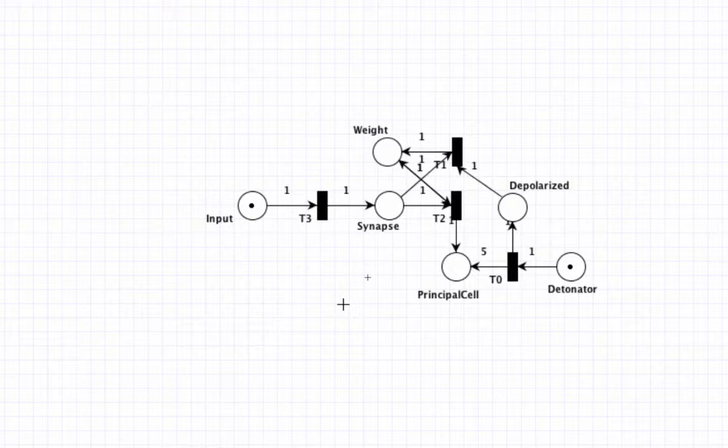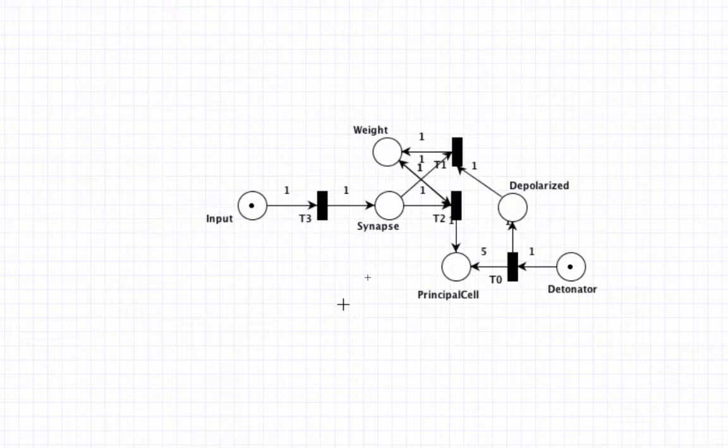So on the right hand side we have a detonator place that is marked, and it's the only place that has an inbound arrow into the transition to its left, T0, and therefore that means that that transition is enabled to fire. When it does fire, the outbound arrows tell us what places will be updated as a result. So the inbound place will fire. The 1 over the arc from detonator to T0 says that 1 token will be consumed. The outbound places will be populated with the number of tokens associated with them, either 1 in one case or 5 on the arc going to the principal cell.